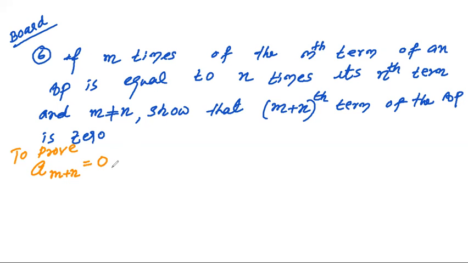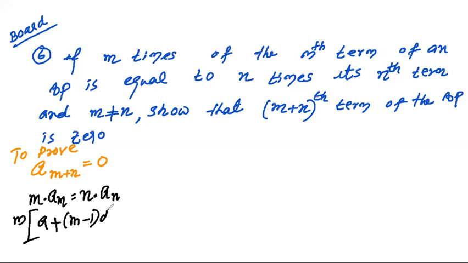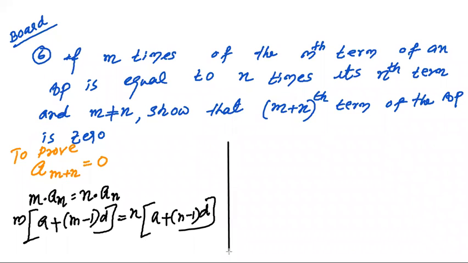For that purpose, what is given? We are given m times the mth term, m a_m, equals n times the nth term, n a_n. So m into a_m, using the formula, is m into a plus m minus 1 into d, equal to n into a plus n minus 1 into d. Now listen how I'm proving how the (m plus n)th term becomes 0 from the given information.